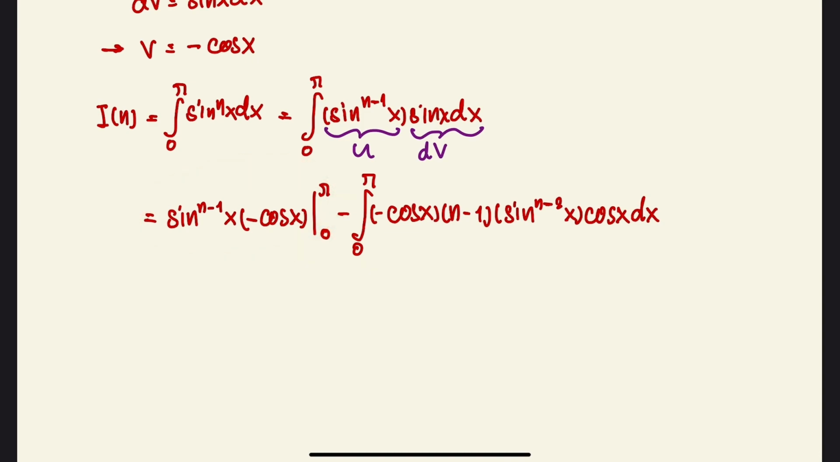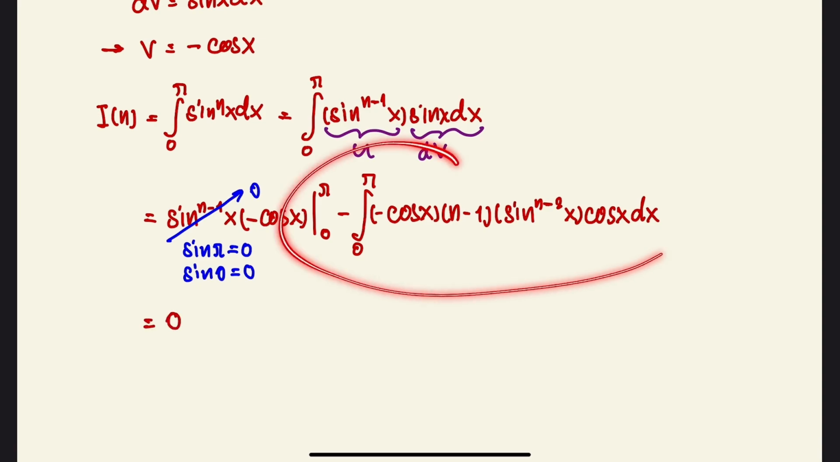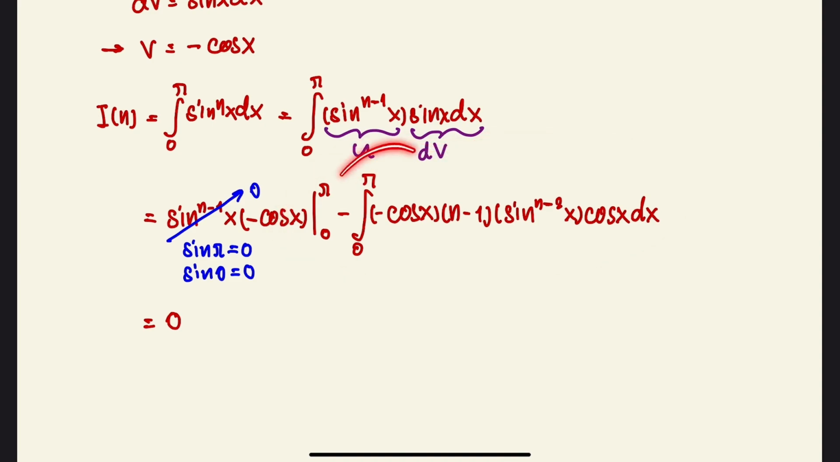What is this term right now? We know that sine of pi is 0 and sine of 0 is 0, so this term turns out to be 0. So it's 0 here, and this one becomes n minus 1 times the integral from 0 to pi of cosine squared x sine raised to the n minus 2 x dx.